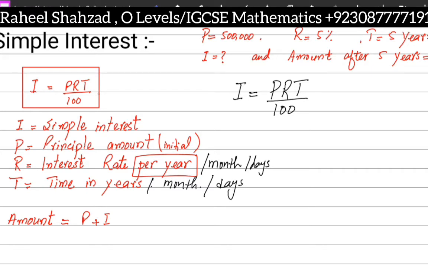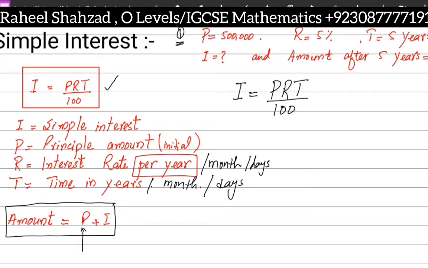And at the end we'll be using this formula. At the end we have the amount. P is your initial amount, that is your initial investment. I is the simple interest that the bank has given to you after a certain time period. Then the amount represents how much total money you have. So let's discuss a question first.